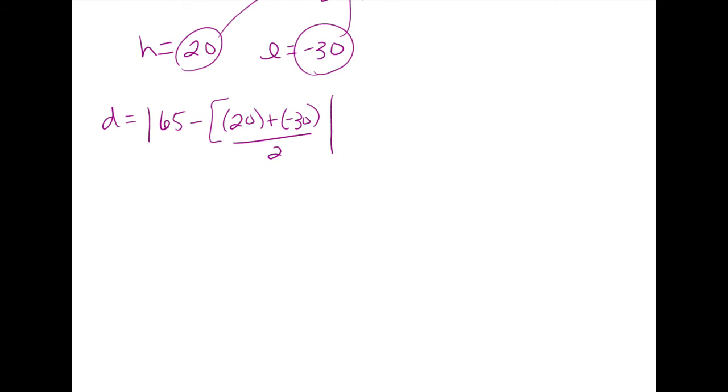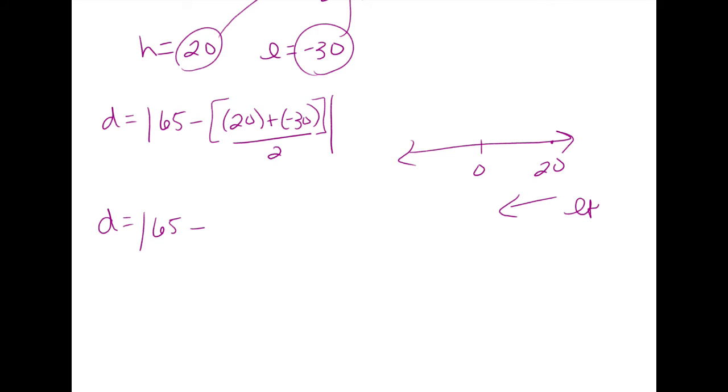Now I'm going to start on this inside, this top bracket here. Keep everything else the same. And 20 plus a -30. You start at 20 on the number line. And I'm adding a negative, so I'm moving left. 20 is going to take me to 0. And 10 more is going to take me to -10. So 20 plus a -30 is -10.